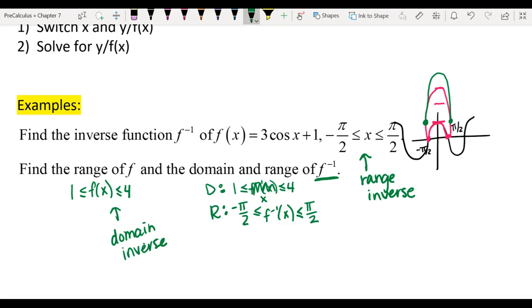Because your domain involves your x values. Since it's your inverse, your range and domain flip. So your domain is this, but with x in it. Your range is that, but with the inverse function in it.